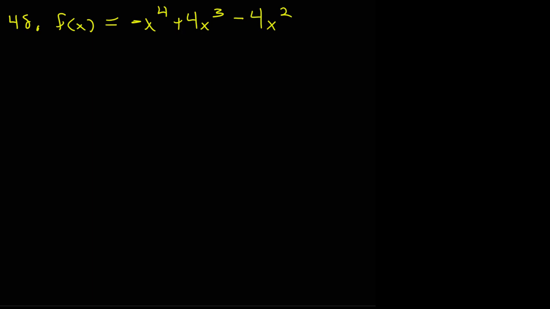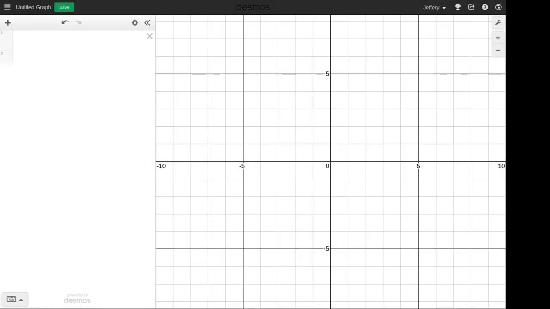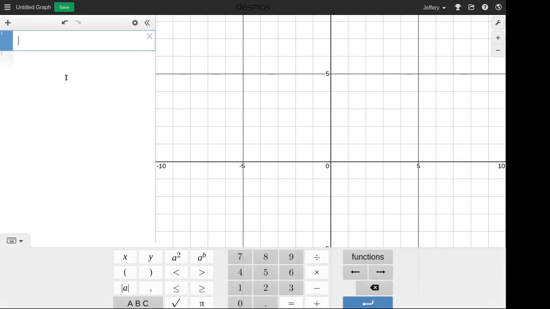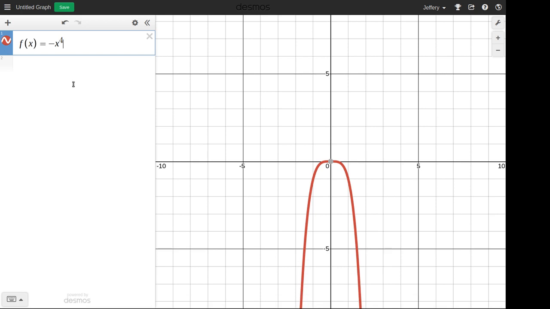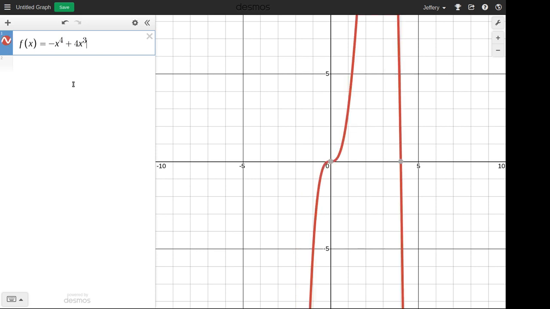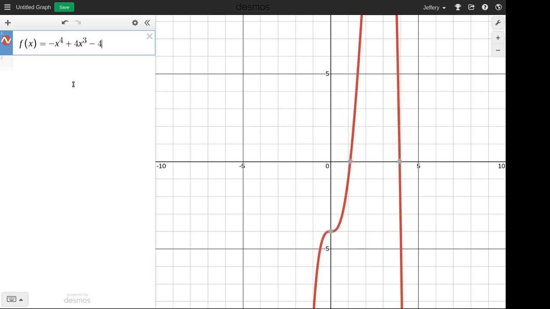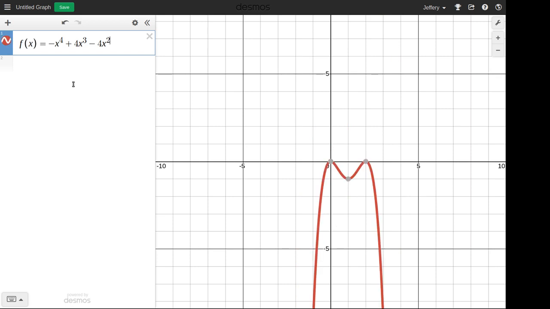So what we're going to do is come over and graph this in Desmos. Let me get my Desmos window in front of me here. I'm going to do f of x is equal to negative x to the fourth. Remember, to get a power, it's shift 6. I'll bring the keyboard entry down here. And then what do we have? Plus 4x cubed minus 4x squared.